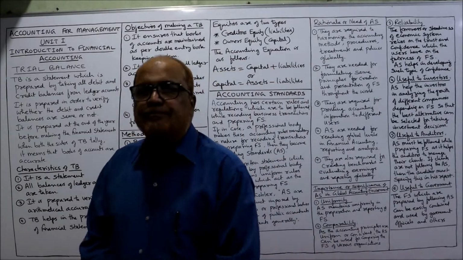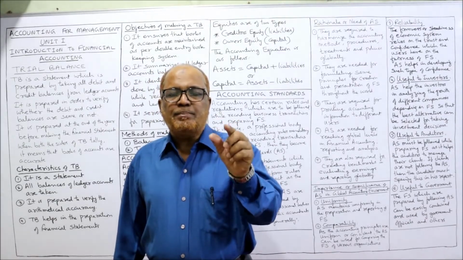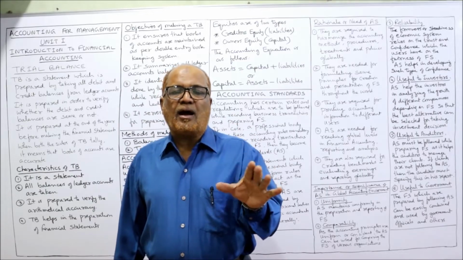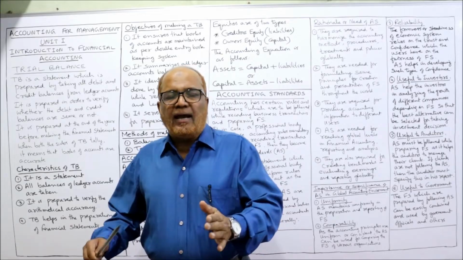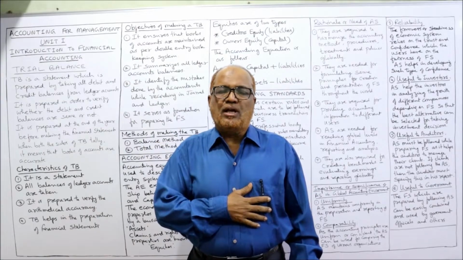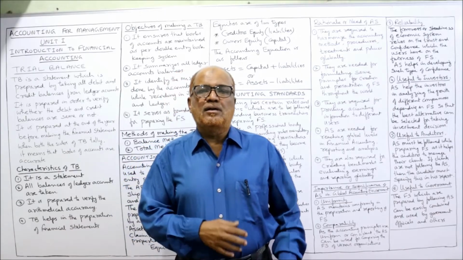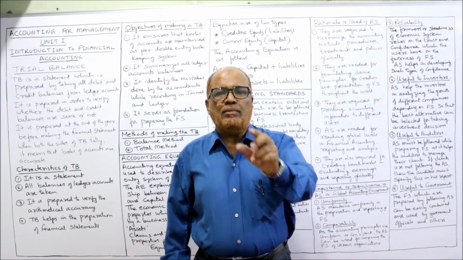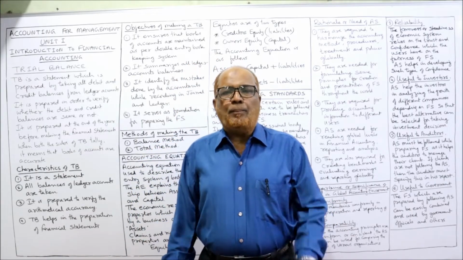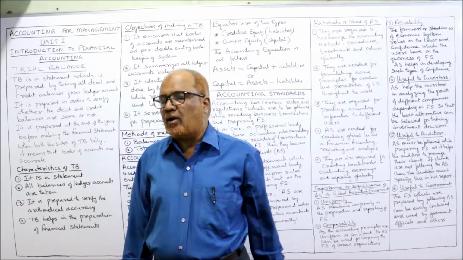So first of all, the meaning of the term trial balance. A trial balance is a statement which is prepared at the end of the year by taking all ledger account balances. So at the end of the year, we find what is the balance in each and every ledger account. Some accounts may show debit balance, some accounts may show credit balance. Taking all debit balance in one column and taking all credit balances in another column, we will prepare the trial balance. The purpose of the trial balance is to check the arithmetical accuracy of the books of accounts.